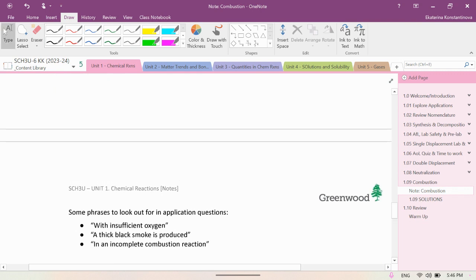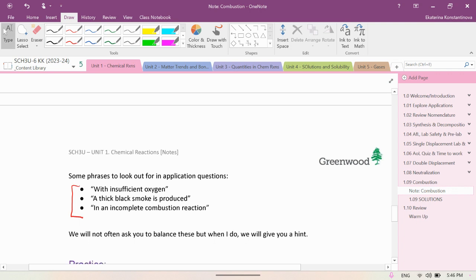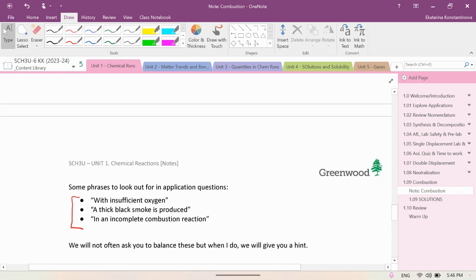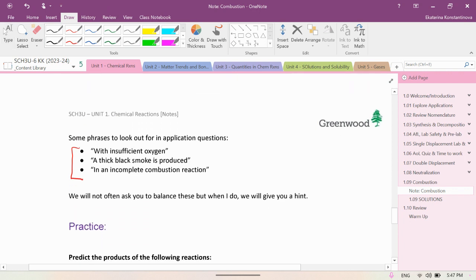So some phrases to look out for in application questions: with insufficient oxygen, or a thick black smoke is produced, or it will literally say in an incomplete combustion reaction. So that will remind you to make sure that you're writing all of your products for incomplete combustion. Again, we will not often ask you about incomplete combustion, but when we do, we will give you a hint.